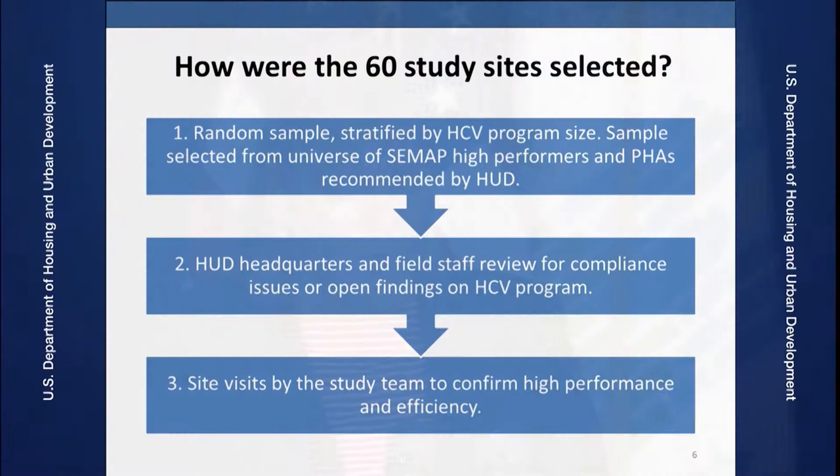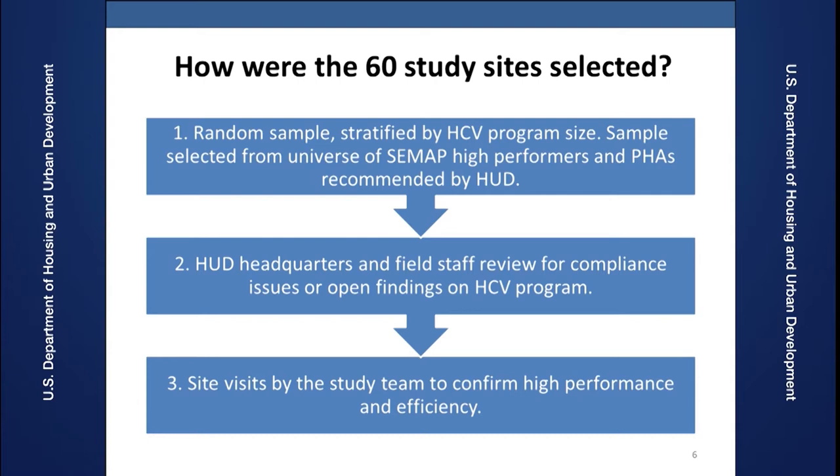So I'm going to talk a little bit about how the 60 main study sites were selected. They were selected using a three-step process. So we began by drawing a random sample of CMAP high performers stratified by program size. We wanted to make sure we had a distribution of agencies of different program sizes.